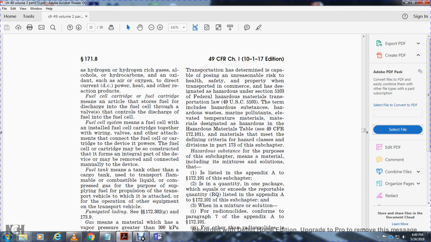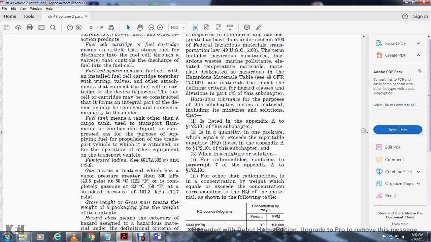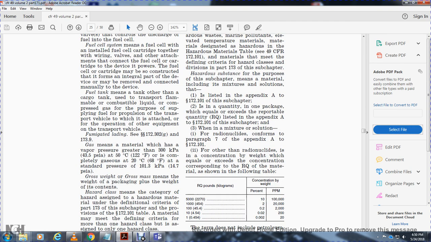Materials that meet the defined criteria for a hazard class or division of part 173 of the subchapter. Hazardous substance, for the purpose of the subchapter, means a material including mixtures and solutions listed in appendix A to 172.101 of the chapter, in a quantity in one package that equals or exceeds the reportable quantity listed in appendix A to 172.101 of the chapter. When the mixture or solution of radionuclides conforms with paragraph 7 of appendix A to 172.101, for other radionuclides with a concentration by weight that equals or exceeds the concentration required by the reportable quantity, the material is shown in the following table.